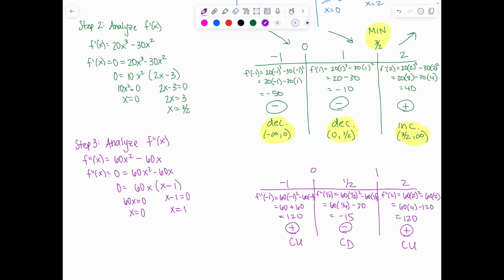So we're concave up from negative infinity to 0. We're concave down from 0 to 1. And we're concave up from 1 to infinity. So concave up, concave down, concave up. So these are our inflection points.